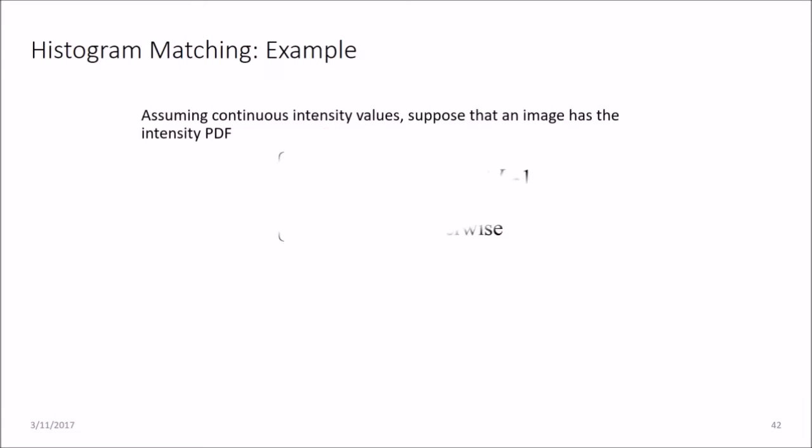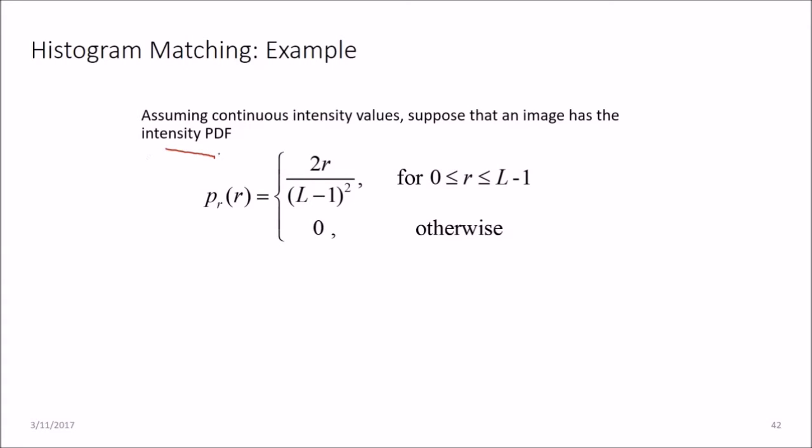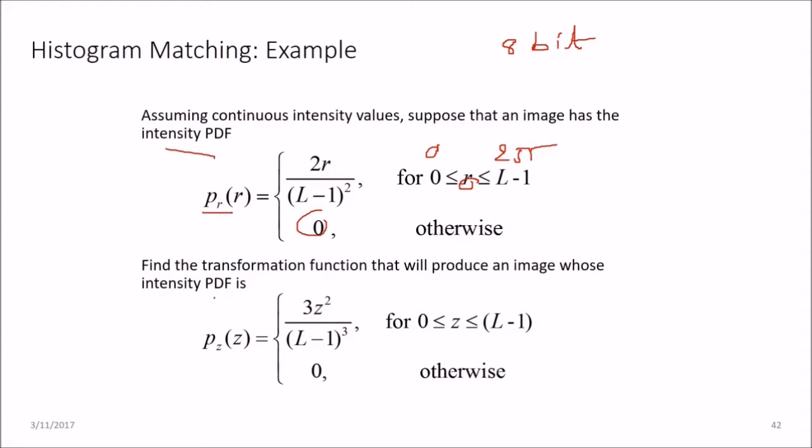Let us make it clear with an example. Just assume a continuous intensity function. Suppose that an image has an intensity probability density function like this: PR(R) is 2R by (L minus 1) whole square, if R lies between 0 and L minus 1. If you have an 8-bit image, normally we have 8-bit images only, so it goes from 0 to 255. So the probability will be 2R by (L minus 1) whole square for all those values which lie between 0 and L minus 1, otherwise we take it as 0. And we find the transformation function that will produce an image whose intensity PDF will be like this: PZ(Z) would be 3Z square by (L minus 1) whole cube, where Z lies between again 0 and 255, for example. Otherwise we take it as 0.